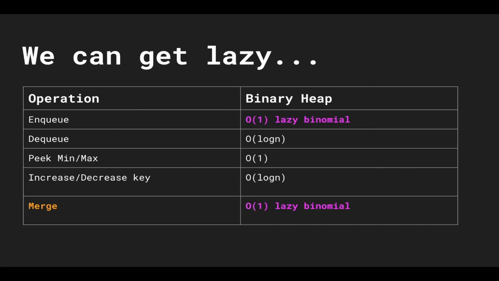The next data structure we're going to cover is lazy binomial heaps, which serve as a foundation as well for Fibonacci heaps. And lazy binomial heaps and Fibonacci heaps are all about being lazy. So we can actually get enqueuing and dequeuing to be a constant amount of time.